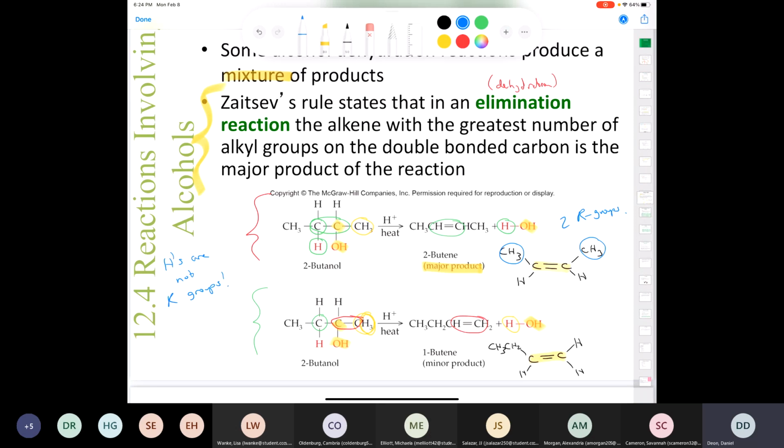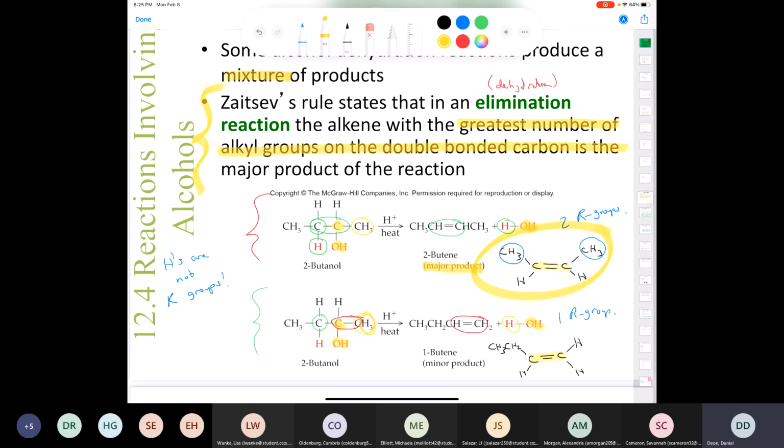If I go on the bottom, I've got 1, 2, 3 hydrogens overall attached, and I've got an ethyl group. Just because there's 2 carbons, that doesn't count as 2 R groups. It's got 1 whole R group attached to it. So this one has 1 R group. Who's the winner? The one that has the greatest number of alkyl groups on the double bonded carbon. So since this one has 2 R groups, it's the major product.